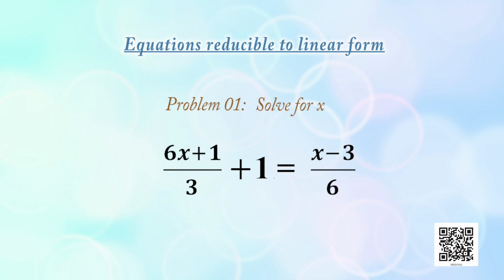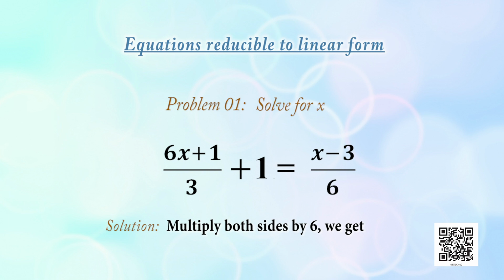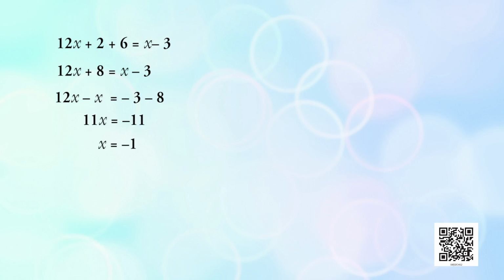To solve this equation, we have to remove those 3 and 6. For that, the simplest way is multiplying both sides of the equation by 6. We get 12x plus 2 plus 6 is equal to x minus 3. That is 12x plus 8 is equal to x minus 3. Take the x term at one side and constant at the other side, we get 12x minus x is equal to minus 3 minus 8. That is 11x is equal to minus 11. Therefore, x is equal to minus 1.